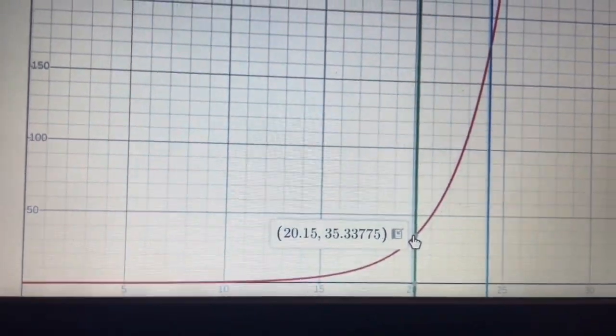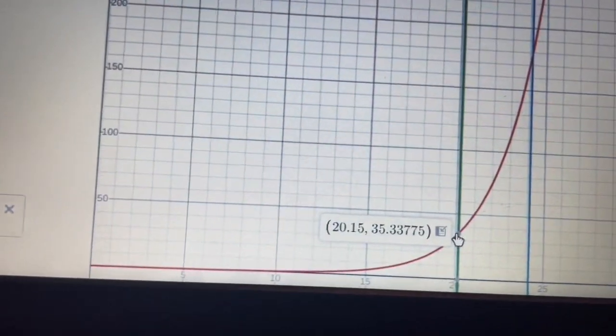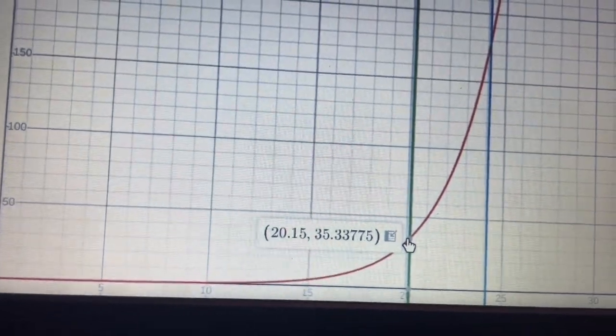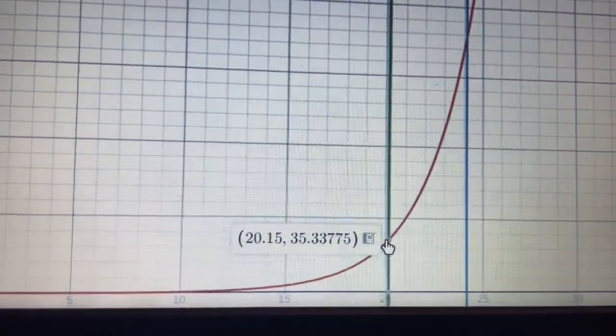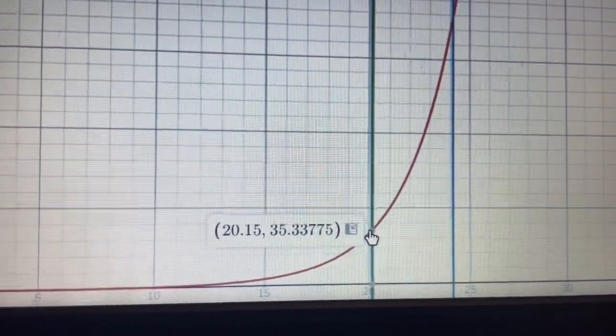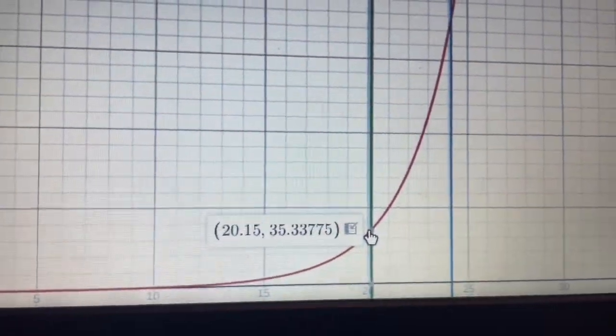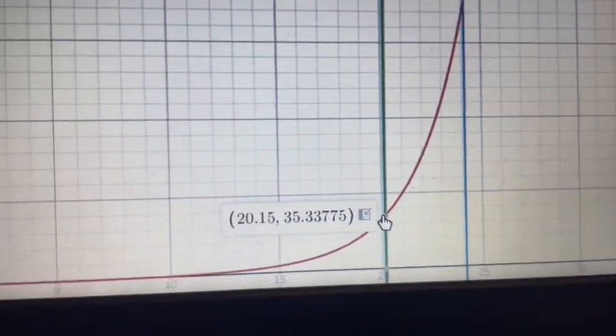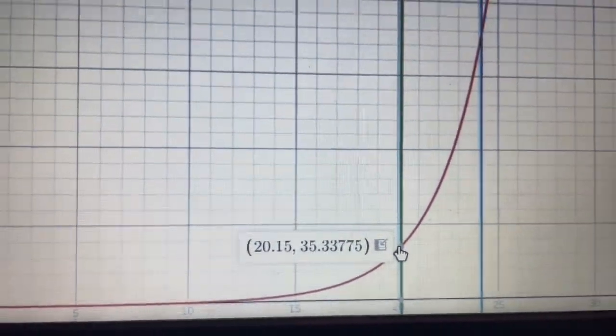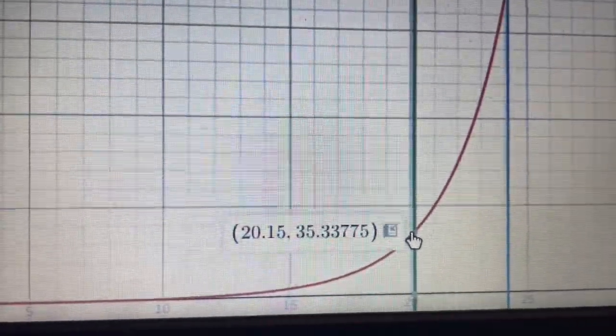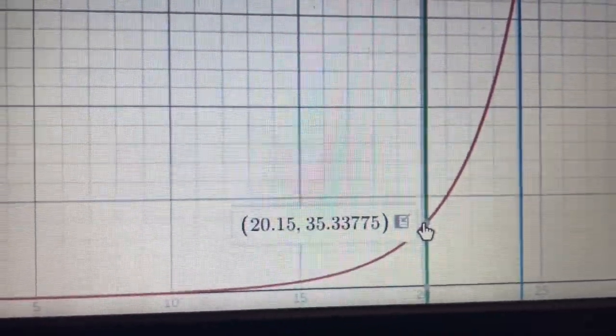Alan was off by $20.15, which means that if you either plug 20.15 into our exponential equation, or you graph it and find the point of intersection, Alan owes $35.34.